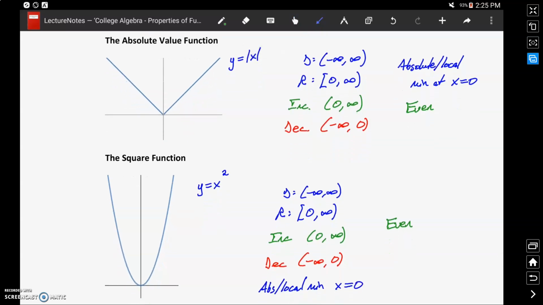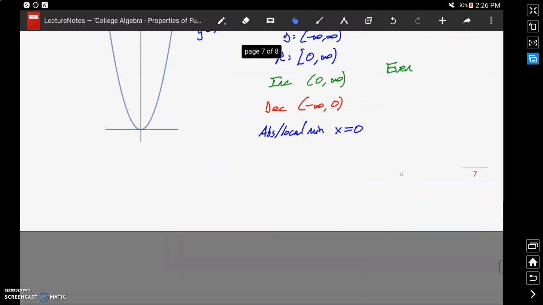Something that's important to notice in terms of picturing the shape of these graphs is that while these characteristics are all identical between the absolute value and square function, the very specific difference in the picture of these two graphs is that the absolute value function hits a sharp corner at the origin, versus the square function has more of a rounded curve. So it's important to be aware of these different distinctions and the shapes of these different graphs.